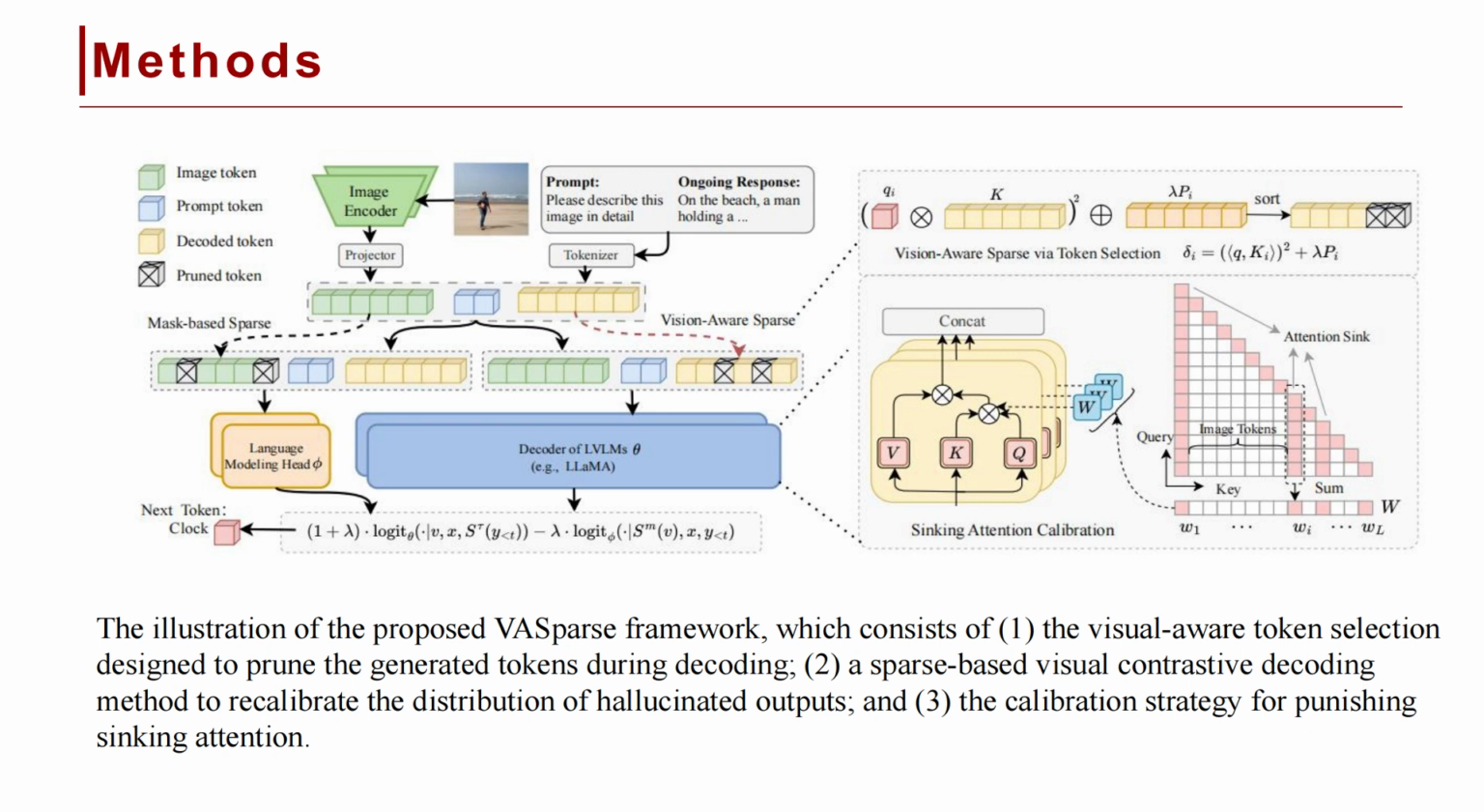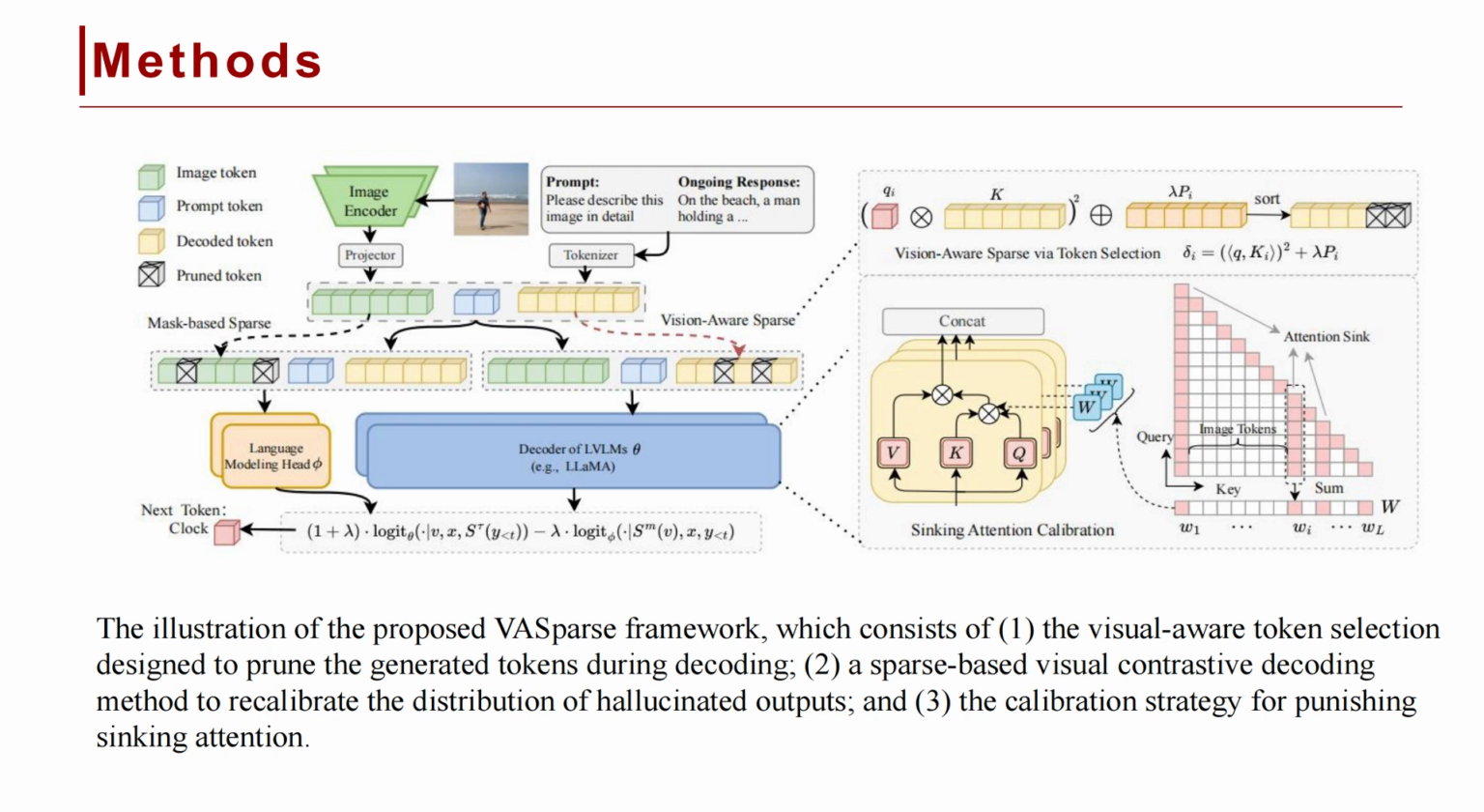Our framework combines three core components. First, visual-aware token selection helps prune tokens while preserving visual context. This ensures that we don't lose important visual information during decoding. Second, sparse-based contrastive decoding recalibrates hallucinated outputs by comparing logits from visual-aware and masked visual tokens. This sharpens the model's focus on visual cues, without the need for costly secondary decoding.